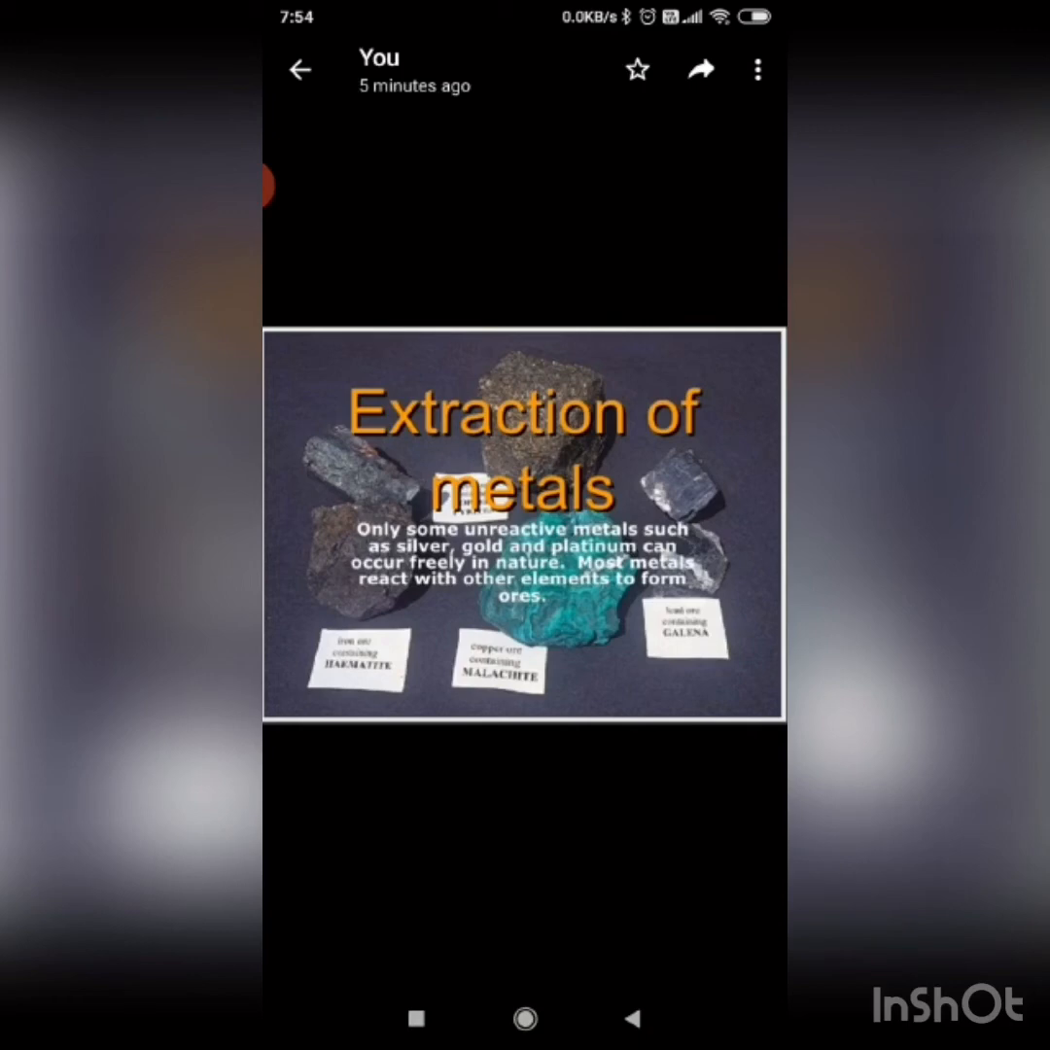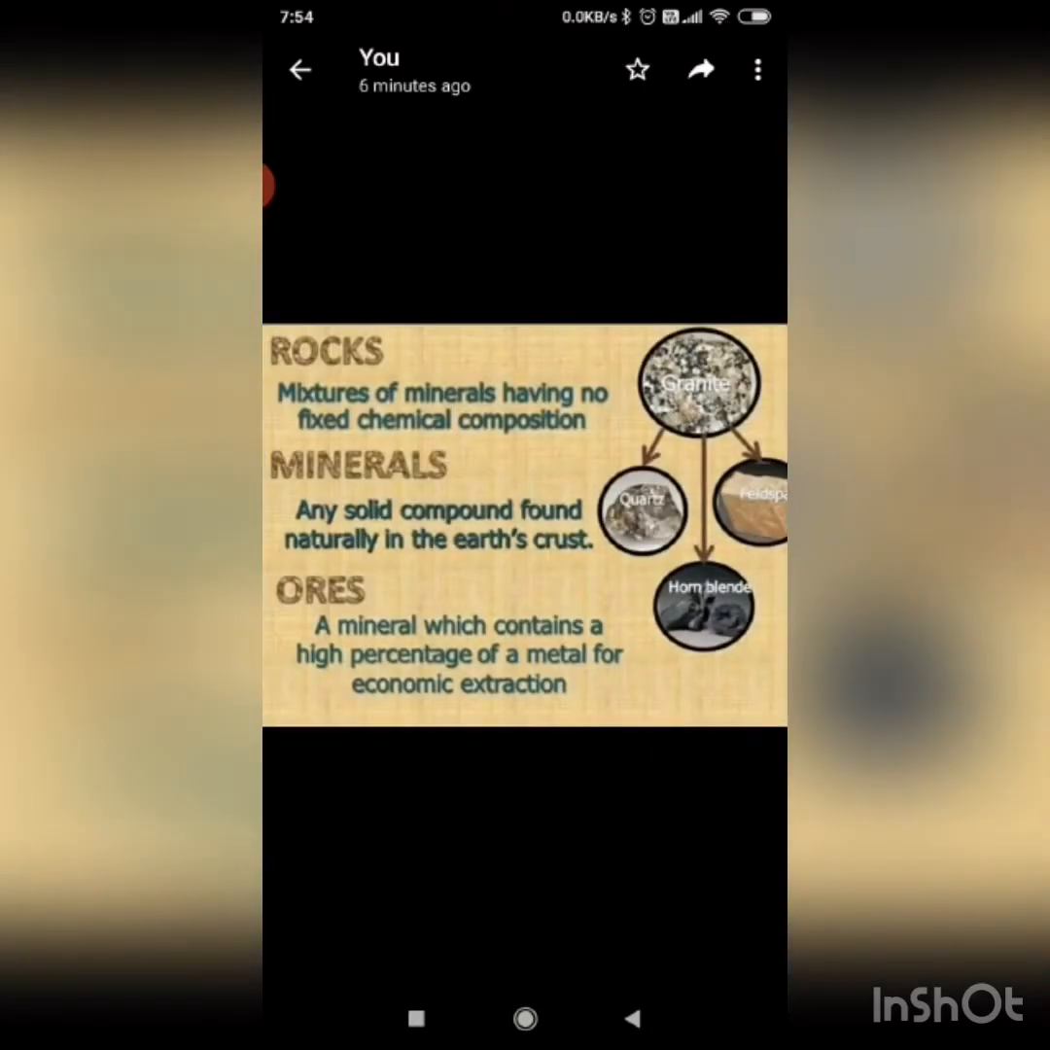So let's discuss some important terms: rocks, minerals and ores. Rocks are mixtures of minerals having no fixed chemical composition. Minerals are any solid compound found naturally in the earth's crust. And ores are minerals which contain a high percentage of metal for economic extraction.